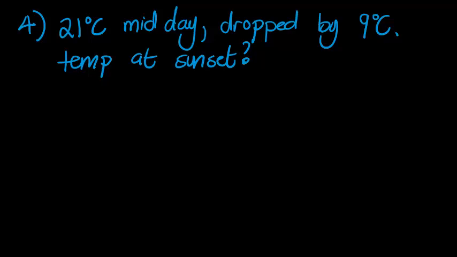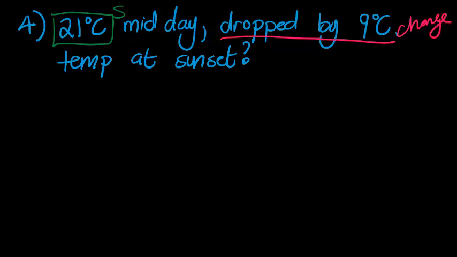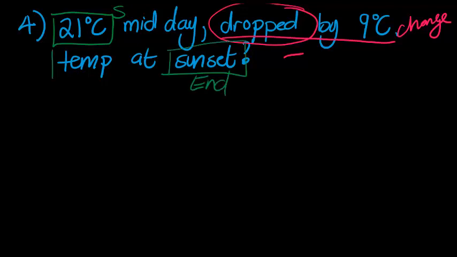It dropped by 9 degrees Celsius. What is the temperature at sunset? So what we want to identify is our start, our change, and our end. What are they asking us? Our starting temperature is 21 degrees Celsius. This phrase "dropped by" is going to tell us that this is our change. And I'm doing it in pink because dropped is negative, right? It decreased. And then our ending temperature is what the question is asking for.